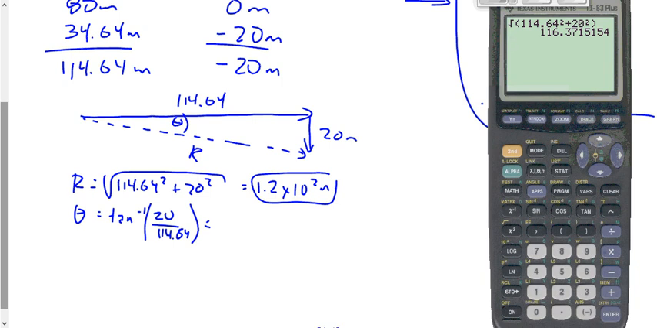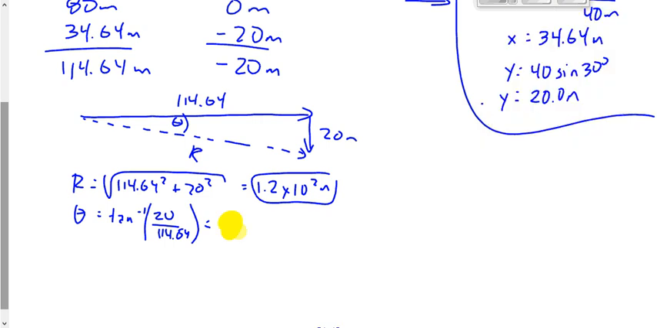Now, theta is the inverse tan of 20 over 114.64. Gives me a value of 9.896. We're going to round that to 9.9 degrees. Now, what are we going to express that as? 9.9 degrees what of what? Colton, where am I measuring that from? Southeast. Good. We're measuring it from the east, but we're going south from the east. So south from east, or just like you said, south of east. Good. 1.2 times 10 to the 2, 9.9 degrees south of east.